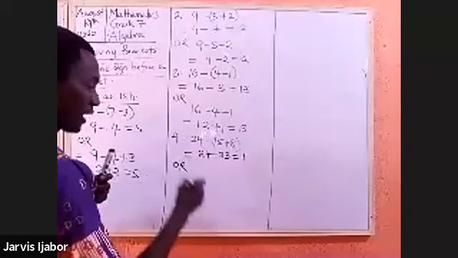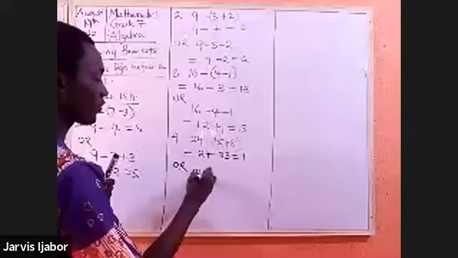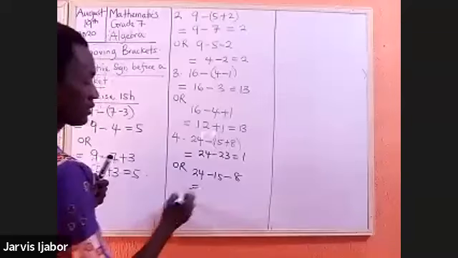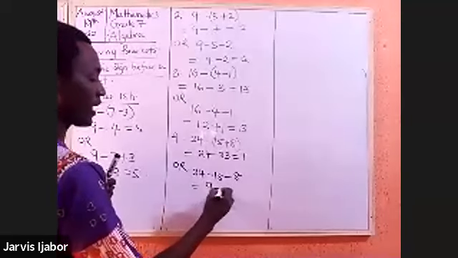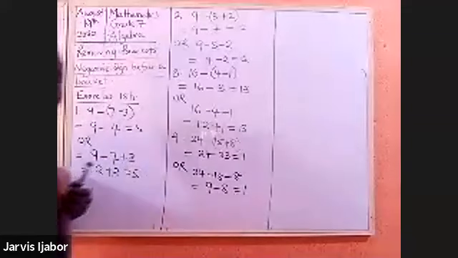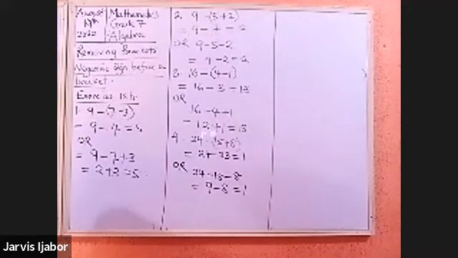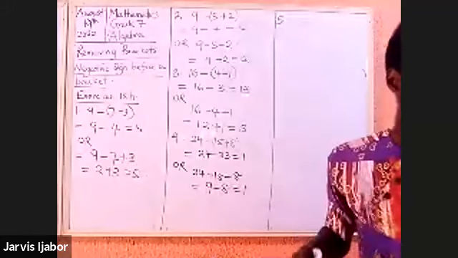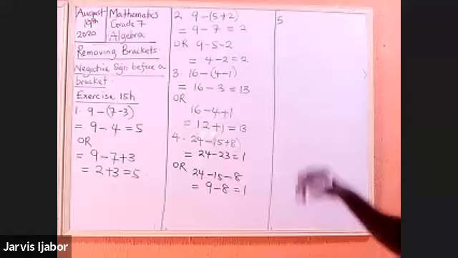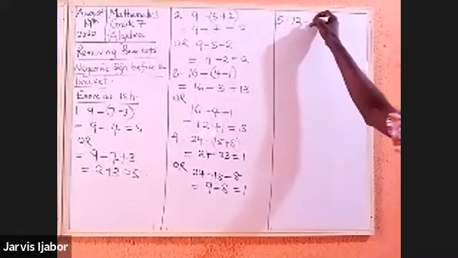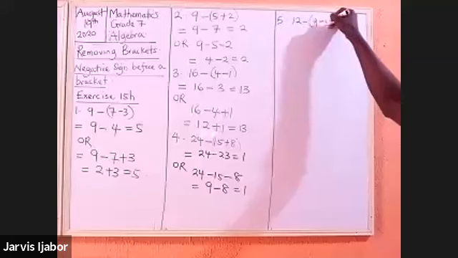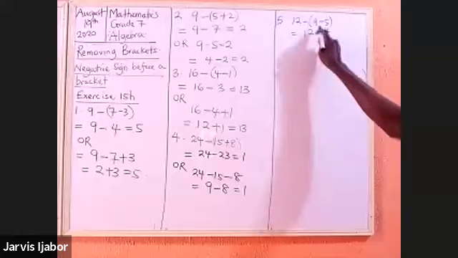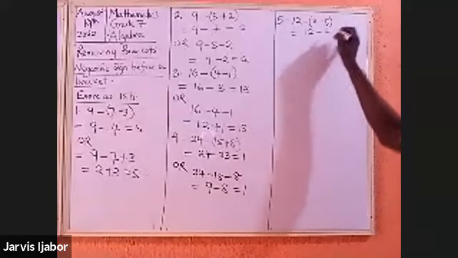Or you can have 24 minus 15 minus 8. 24 minus 15 will give you what? 9 minus 8, and that is what? 1. I see the process now. Good. So question 5. Let's look at question 5. In question 5, you have 12 minus 9 minus 5, which will be 12 minus 4, because 9 minus 5 is 4, and that will give us 8.